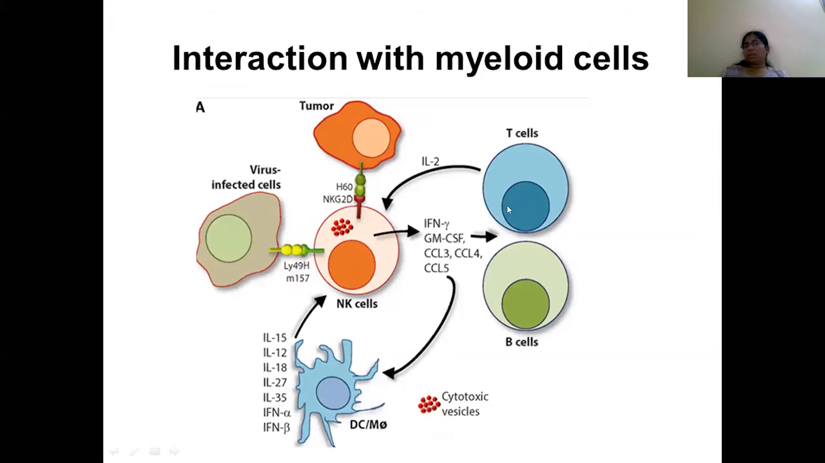Now, other than the killing, the NK cells can also, so this is an activated NK cell, as happens in tumor and virus infected cells, when they ligate to this NK cell, it releases a whole lot of cytokines like interferon gamma, GM-CSF, and various chemokines. This leads on to activation of T cells and B cells.